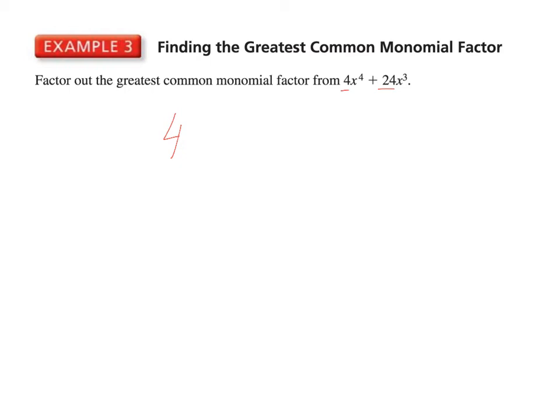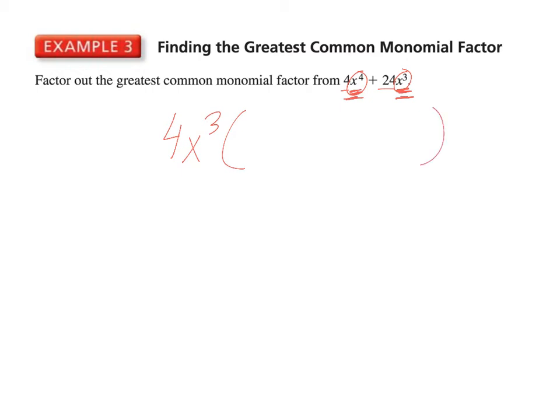Okay, now let's look at the variables. Here I have x to the fourth, here I have x to the third. Here I have 4 x's, here I have 3 x's. If you're going to pull out an equal amount of x's from both, what's the most you could pull out? Well, here I have 3, here I have 4. So I could pull 3 out of here, and I could also pull 3 out of here. Okay, so that works. That's the most x's you could pull out.